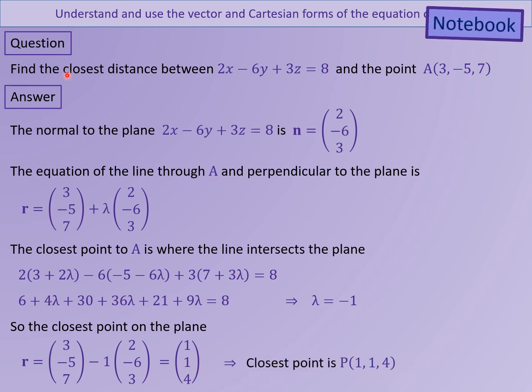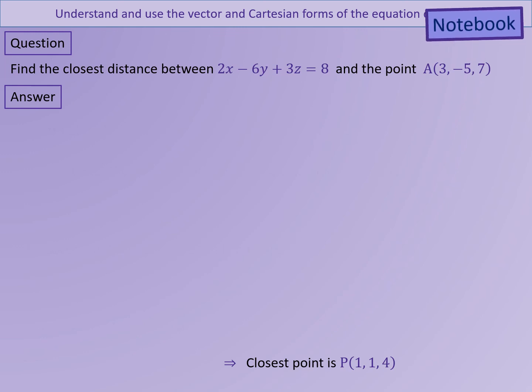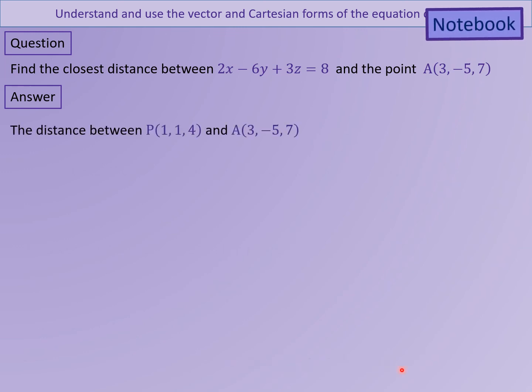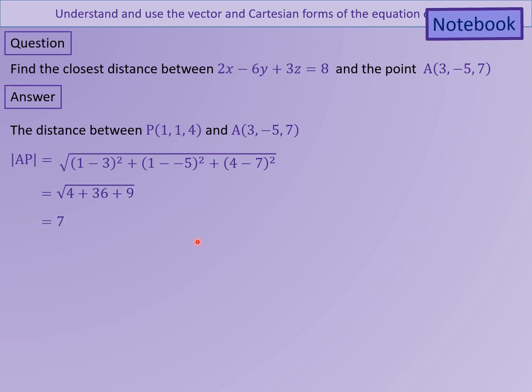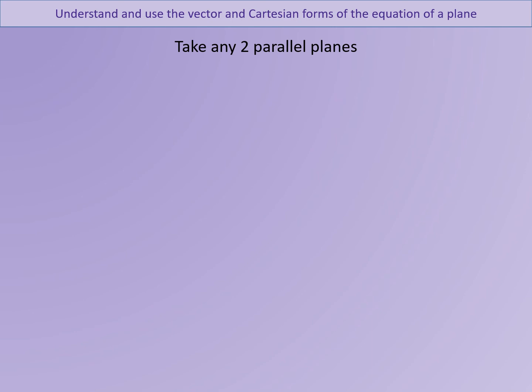But the question is not asking just that, it's asking for the closest distance. But now I've got the closest point, (1, 1, 4), to the point (3, -5, 7). What I can do now is use a bit of Pythagoras' theorem in 3D. Work out what each of them are squared, and therefore get 4 plus 36 plus 9 equals 49, so the square root is 7. So the closest distance between both of them will be 7, whichever unit it is.